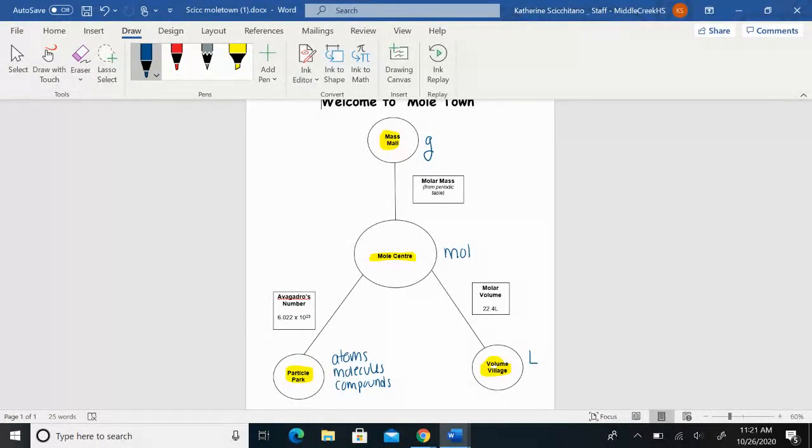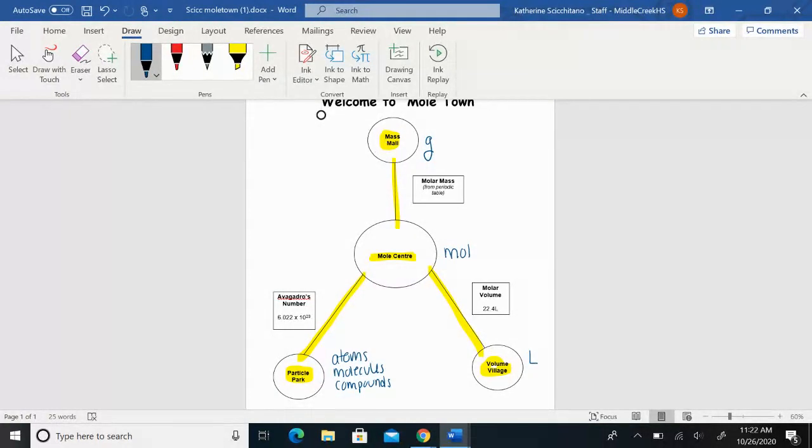So what we want to do is we want to think of this mole town as kind of like an actual town. The only way that you can get to the different parts of the town is by following the streets that connect each of the different parts of town. And so the way that we're going to use this is we're going to figure out where we're starting. So are we starting in Volume Village? Are we starting in Mass Mall? And then converting from one of the places to another place following the steps. So every time you get to a new circle, that's going to be another step that's part of your mole town.